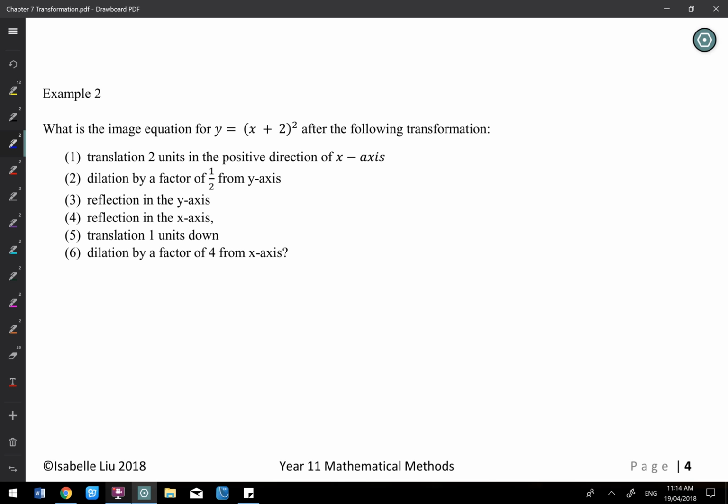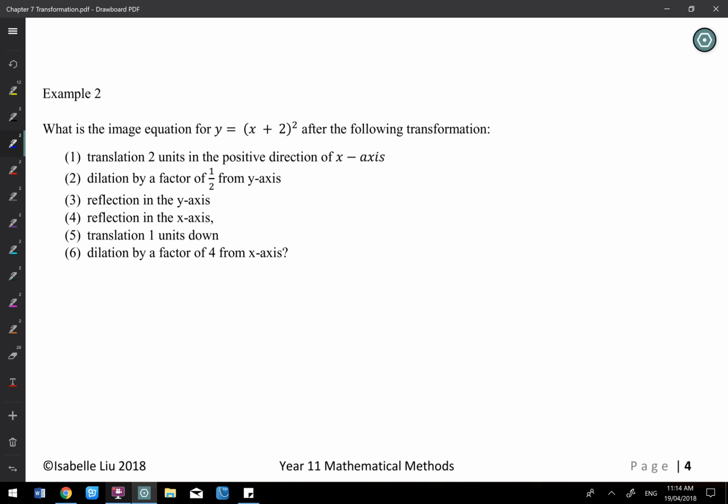So today what we're going to learn is we combine everything together. We have multiple stages of transformations with a particular order. Okay, order is very important for transformation. So whatever order they give you, 1, 2, 3, 4, 5, 6, you need to follow that order. Okay, you need to follow that order.